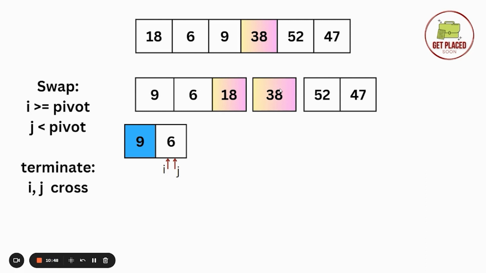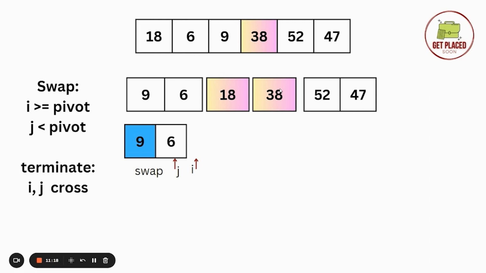9 and 6. Again doing quicksort for 9 and 6. Consider 9 as pivot and consider the i and j pointers at 6 only. Now starting the quicksort. Is i greater than or equal to pivot? Is 6 greater than or equal to pivot? No. Incrementing the i pointer, you can see that j has crossed i. So the j index is less than i, so it's the terminate condition. What are we supposed to do now? We are supposed to swap.